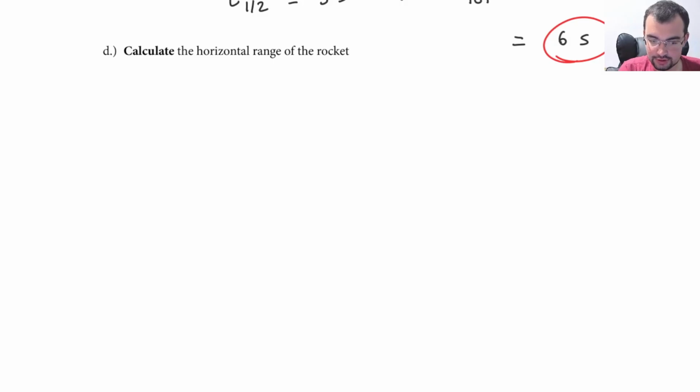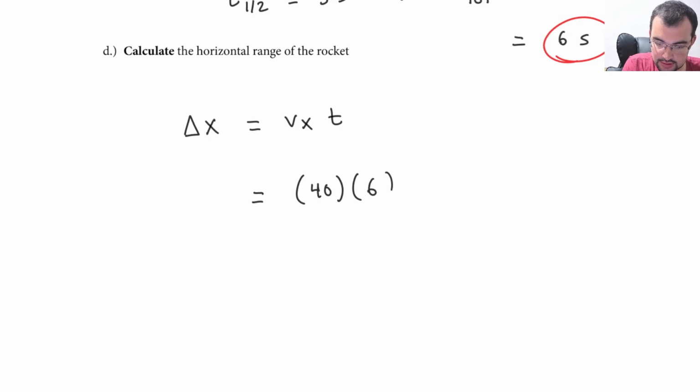Now let's find the range. So the range, always super straightforward. It's just Vx times t. Our x velocity was 40 meters per second and 6 seconds, so 240.